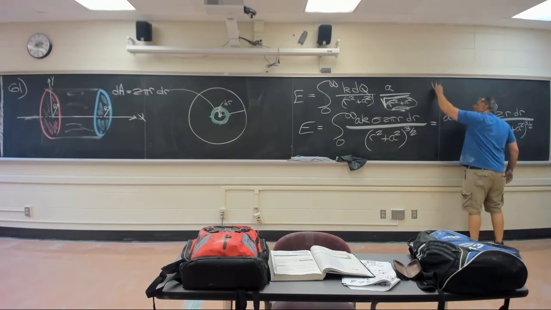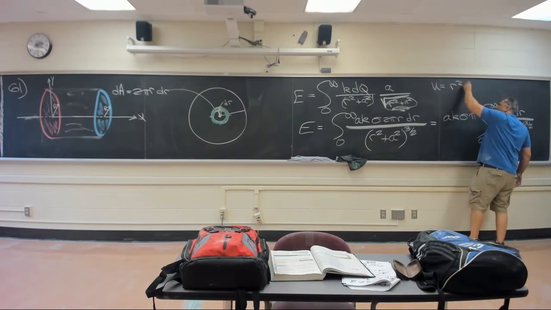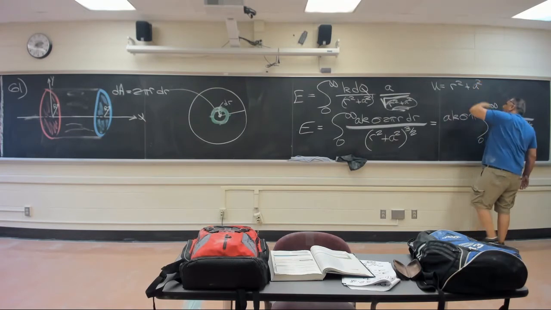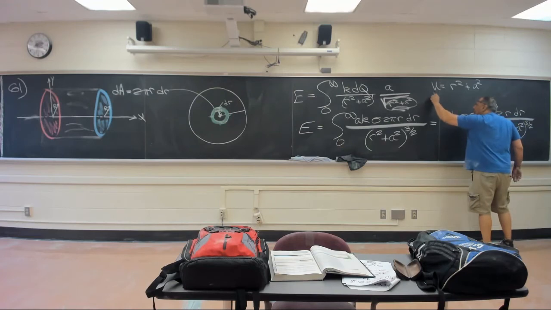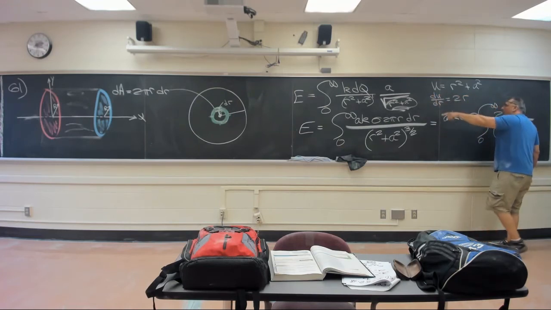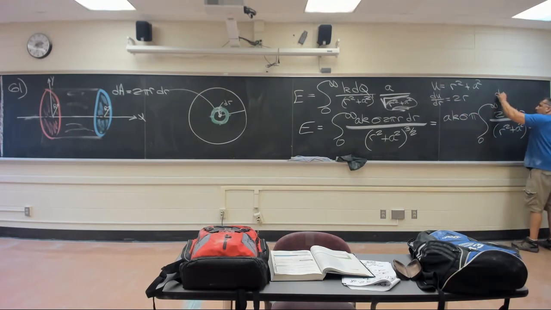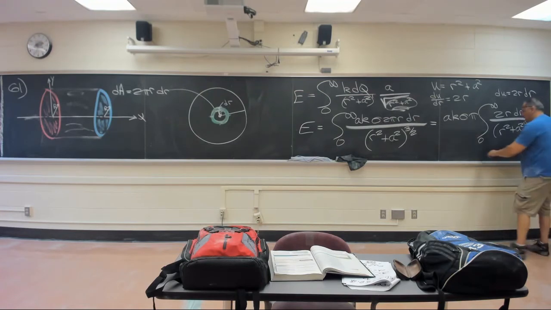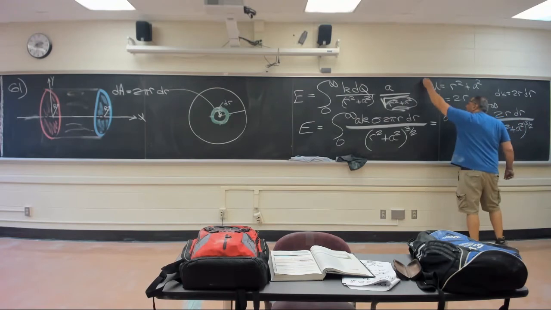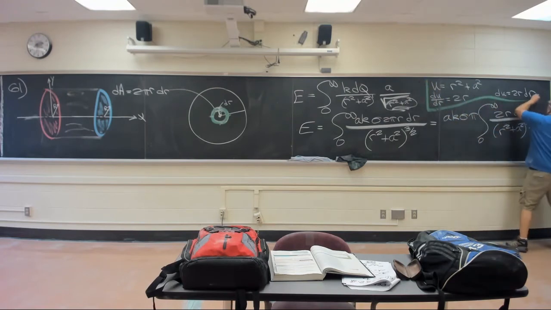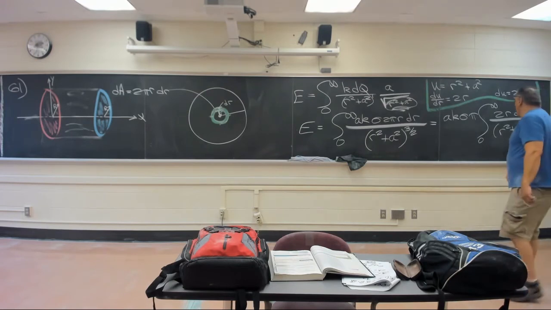If u were equal to r squared plus a squared, r is a variable from 0 to infinity. A is a constant. If u is equal to that, du dr is 2r. du is 2r dr. There's your 2r dr. And go there, get the answer. There's a lot you can do.